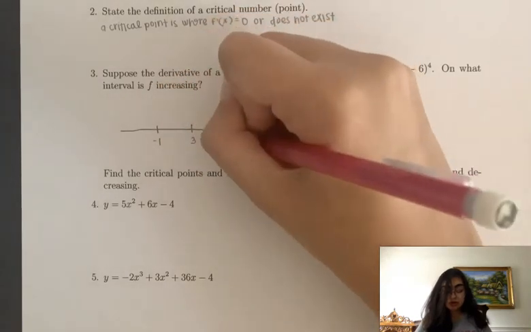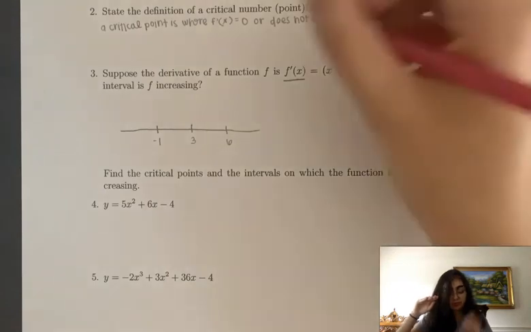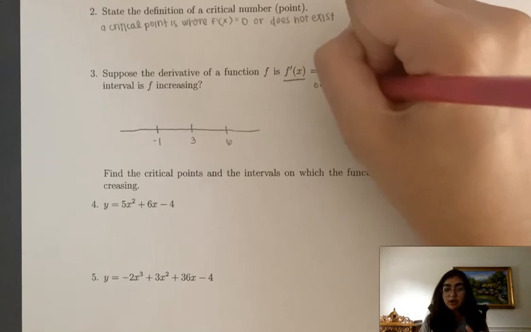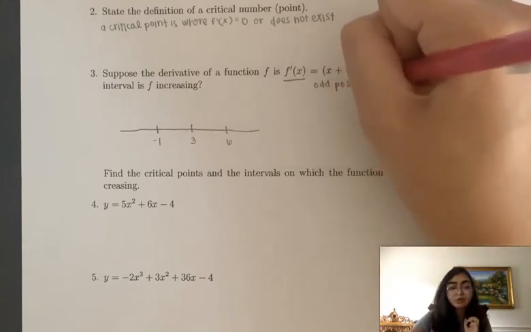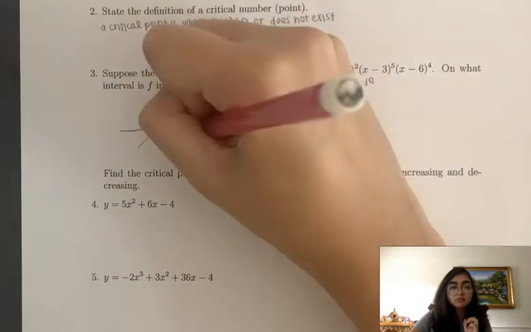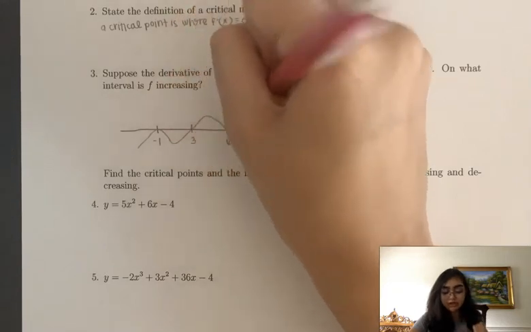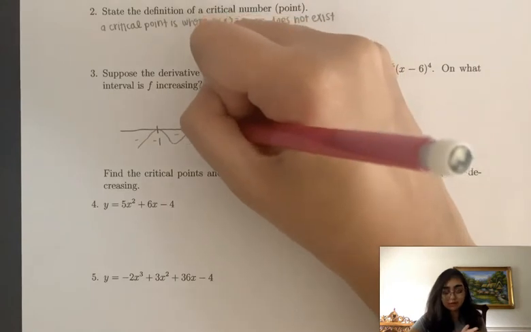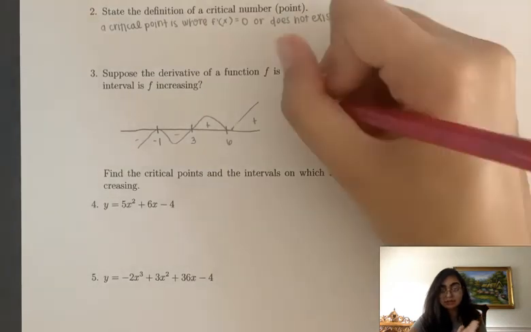So we start negative. We start at the bottom. And then since x plus 1 is squared, we know that it's going to bounce at -1, like this. It's going to bounce at -1. And then it's going to cross through 3, because x minus 3 is to the 5th power. And it's going to bounce at 6, since x minus 6 is to the 4th.